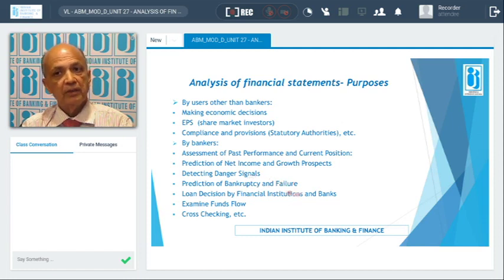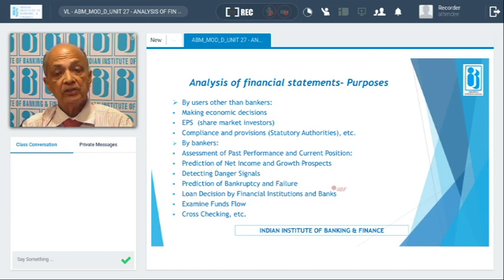So there is prediction of net income, because the lender has to be satisfied that these projections are reasonable, and accordingly he can take a decision. He can come to the conclusion that future prospects are bright or reasonable, so this unit can do better, and they can achieve the targets fixed.